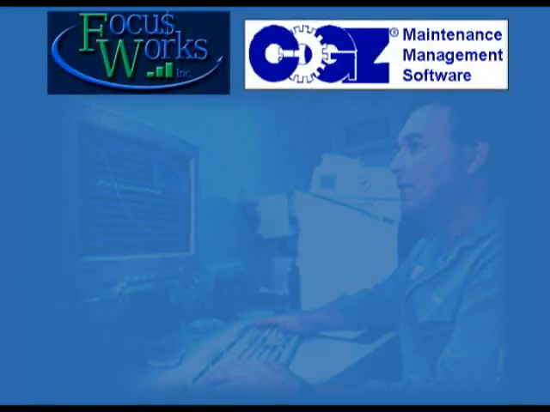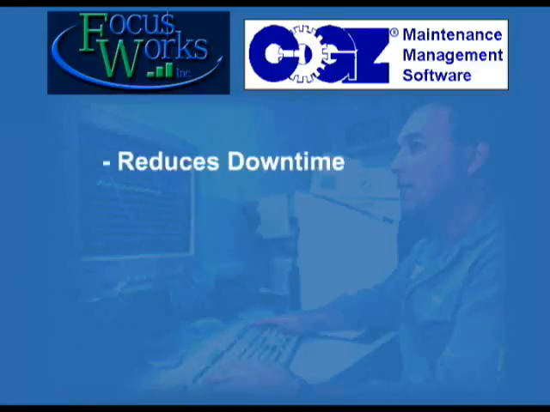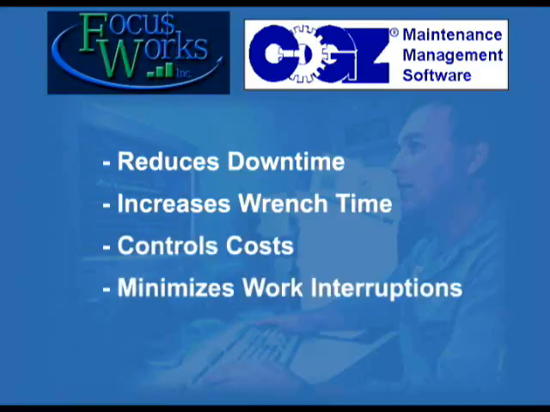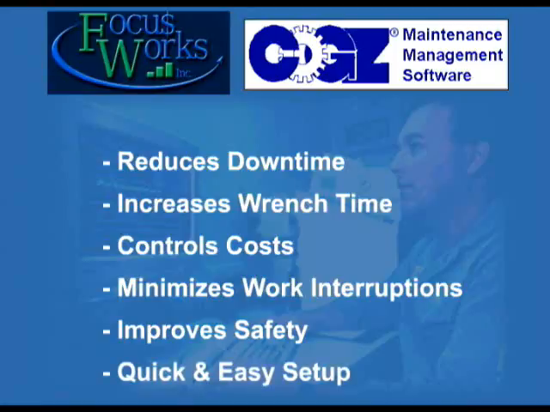COGS maintenance management software is a tool that allows you to take control of your equipment, labor, and expense of running your maintenance department. COGS reduces your downtime, increases your wrench time, helps control costs, minimizes work interruptions, and improves work quality and safety. This presentation covers some of the key features that set COGS preventive maintenance software apart from its competitors. COGS is easy to use and will get you up and running faster than any other maintenance software.